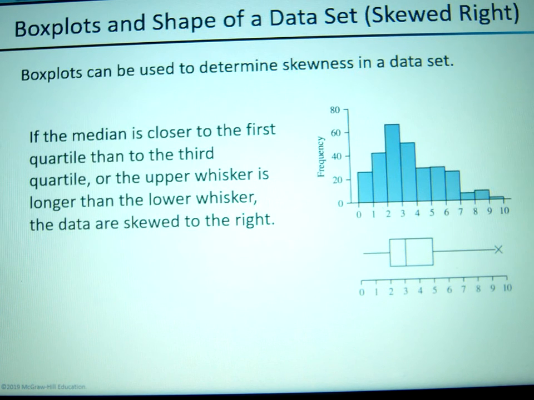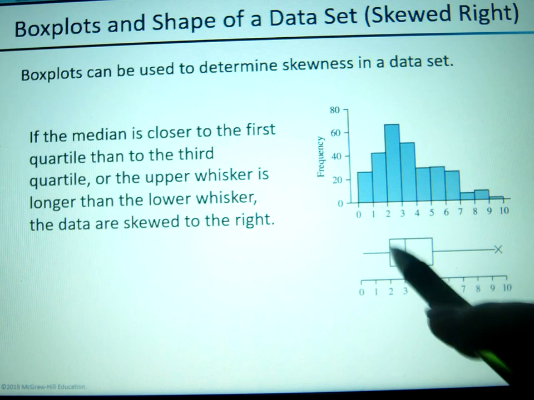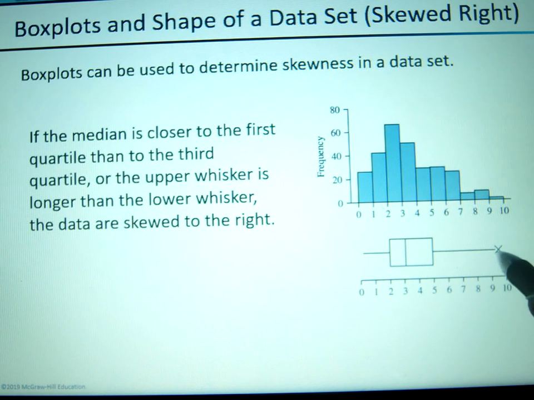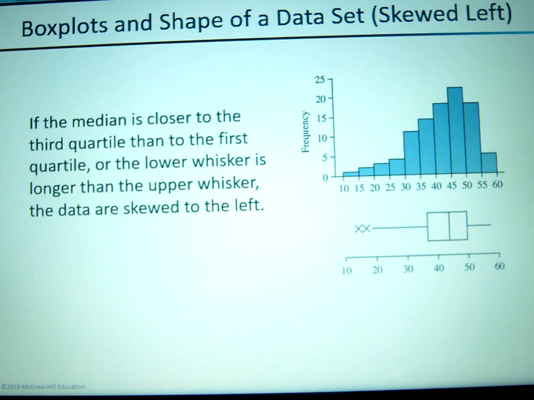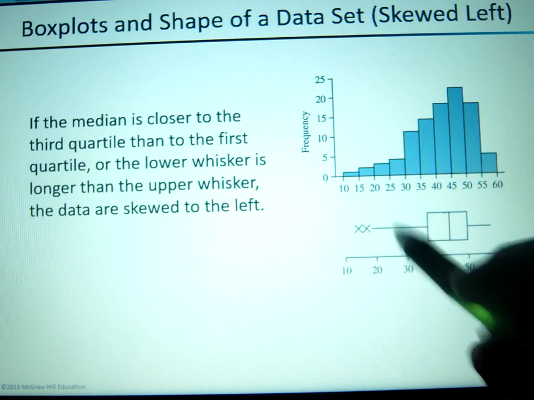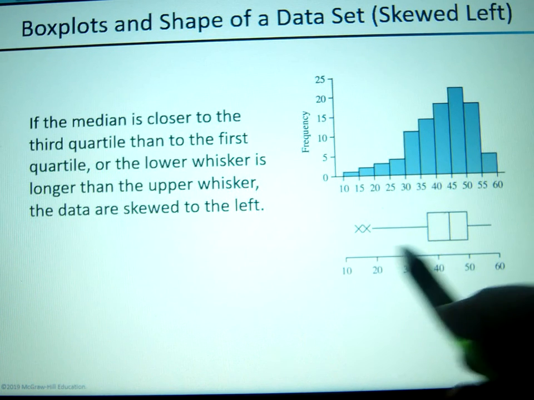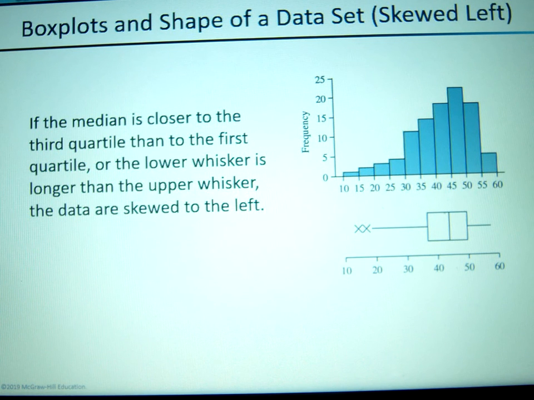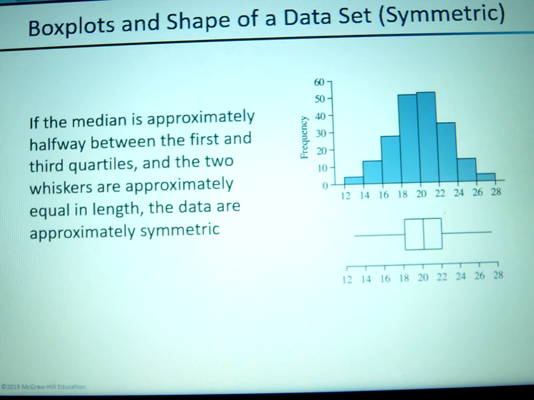All right, box plots and shapes of a data set. If it is skewed to the right, you will see that the whisker is longer to the right. Skewed to the right again means that a lot of the lower values are on the left and the tail is on the right. Skewed to the left would be here. Again, the whisker is longer on this side, so it would be skewed to the left. Now when it's approximately in the center, it will look like that, and the whiskers are the same on each end.